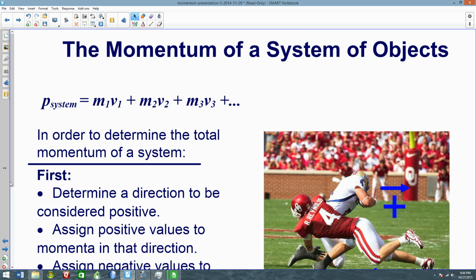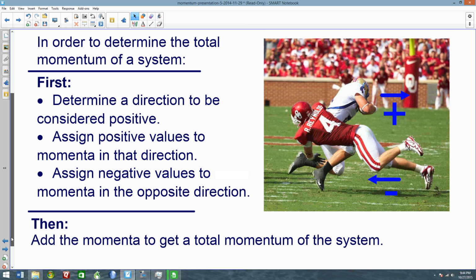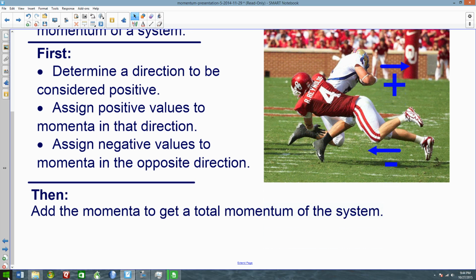The momentum of the system is the sum of the momenta. In order to determine the total momentum of the system, we first have to determine a direction to be considered positive. We usually choose that to be right. We assign positive values to momenta in that direction, and we assign negative values to momenta that are in the opposite direction. We then add the momentum of each object to get the total momentum of the system.